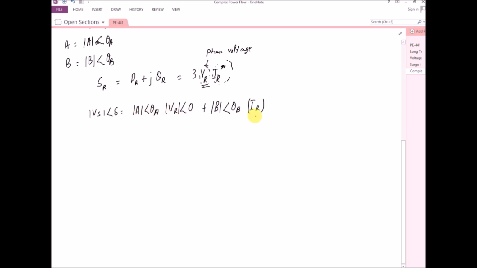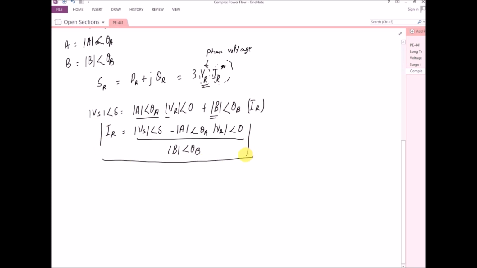Now if I have to calculate IR from this equation, IR is equal to Vs angle delta minus A. I will take this term to the other side of the equality and it will become negative, angle theta A VR angle 0, divided by constant B. So this is the equation for the receiving end current.